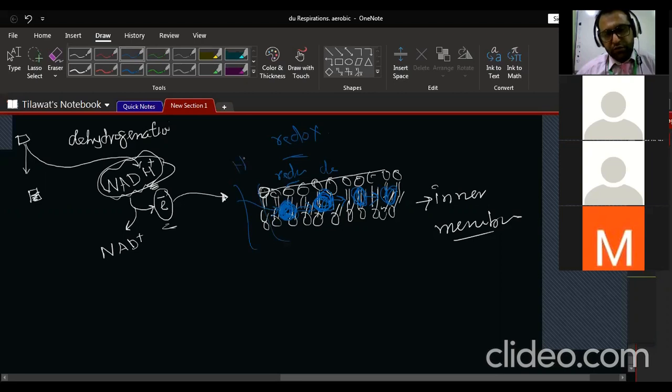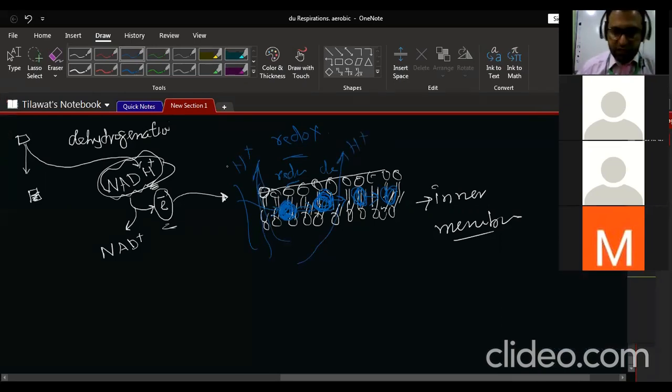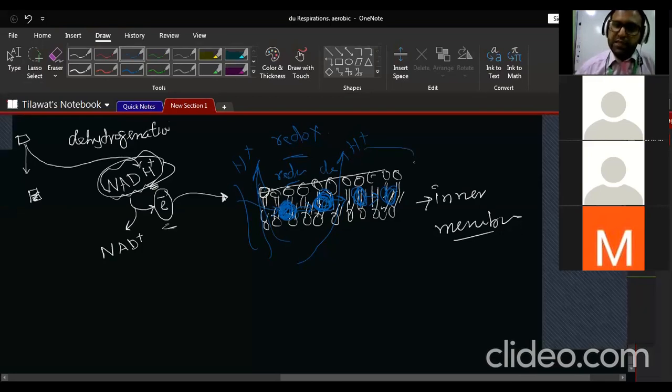Channels open for hydrogen ion, and through those channels, hydrogen ion will go toward the intermembrane space of mitochondria, right? And when that hydrogen ion comes back through ATP synthase, what happened? ADP will convert into ATP, right? Up to here it is clear.